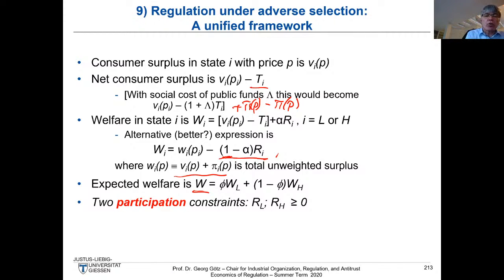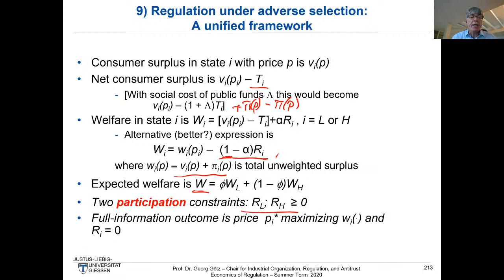And what I also hopefully introduced before is that we have to take into account two so-called participation constraints. In a sense, these are our non-negativity constraints. The rent of the firm has to be non-negative in each state, irrespective of whether it's high or low. And our starting point is always the full information outcome. The full information outcome is that our regulator knows which type the firm is. Of course, if the regulator knows the firm's type, actually we wouldn't pay a rent because we know the rent is costly. Okay, and therefore we simply maximize.